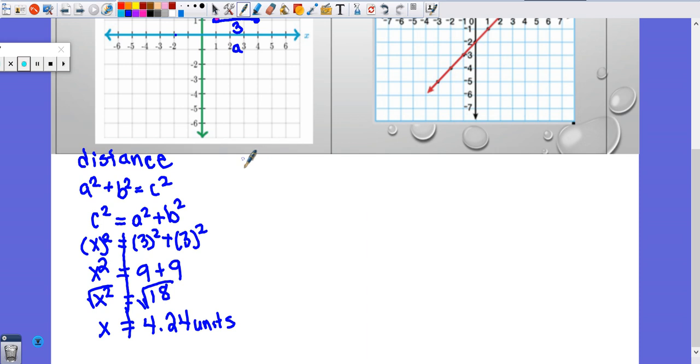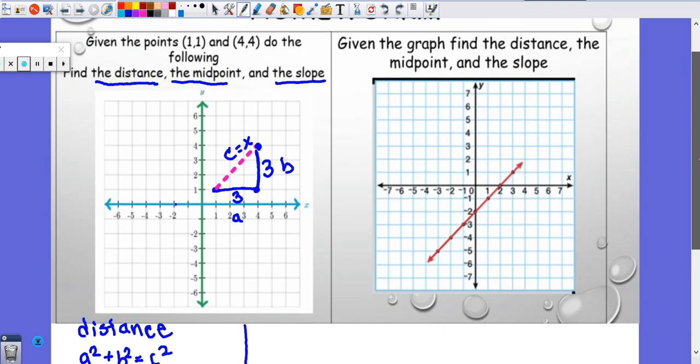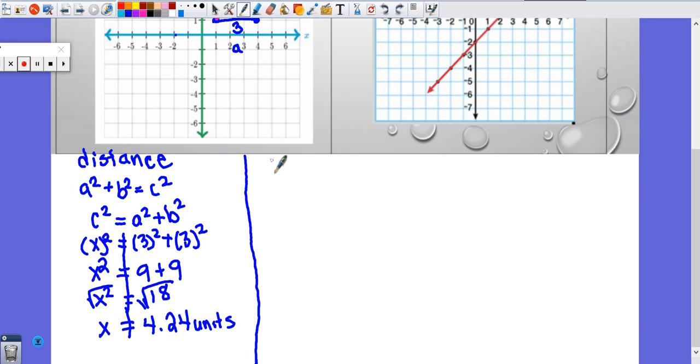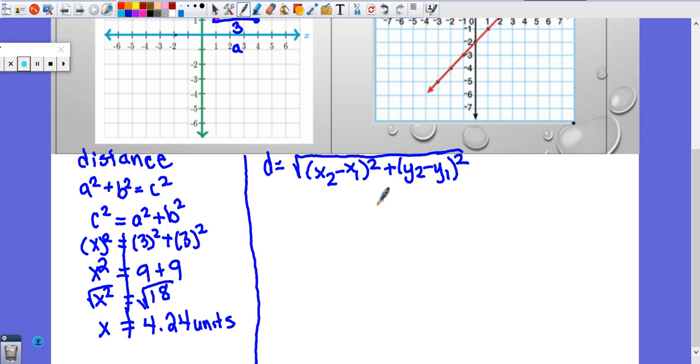Now there's another way you can find distance too, and I'm going to go ahead and show you that. As I continue to work these problems, I'm going to pick and choose. I'm not going to do both. Okay, the second way to find distance is to use the distance formula. So according to your formula sheet, distance equals the square root of (x2 minus x1) all squared plus (y2 minus y1) all squared. And if they have the y's first, that's fine.